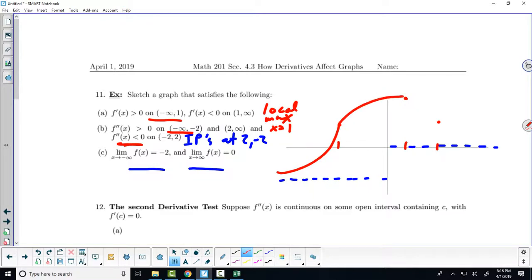At 1, I've got a local maximum. Then beyond 1, I'm going to start decreasing, and I'm going to keep decreasing in a concave down manner. Show me concave down. Where is that decreasing? So just draw a generic shape like that. After +2, I'm going to continue decreasing, but now in a concave up manner. Show me concave up. Where's concave up decreasing? So it's going to look like this.